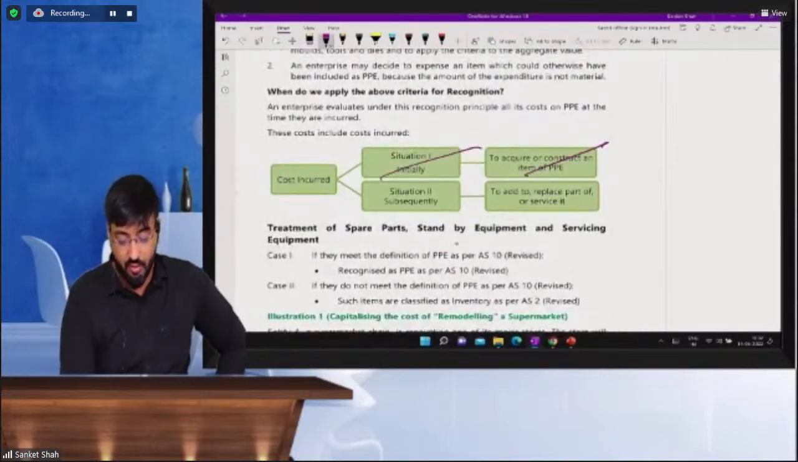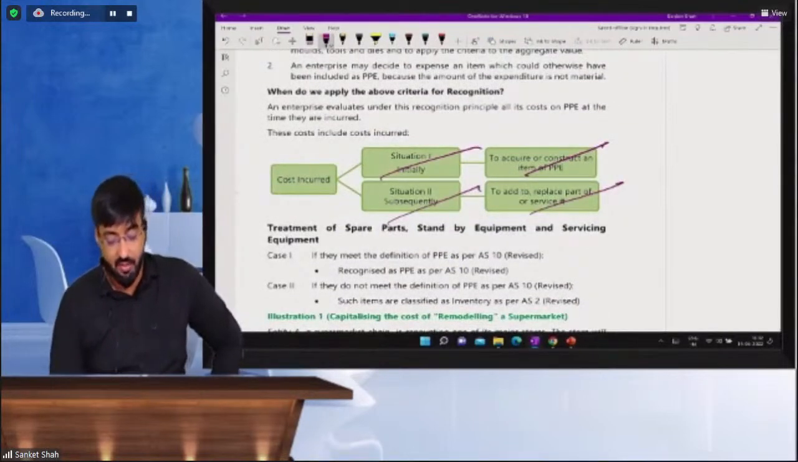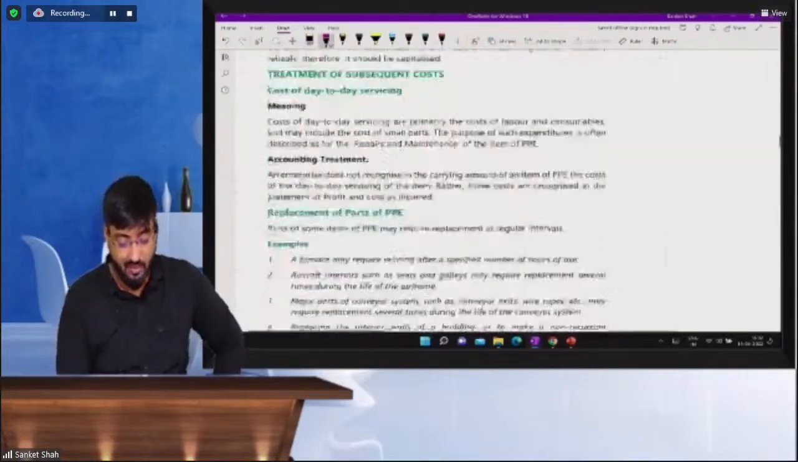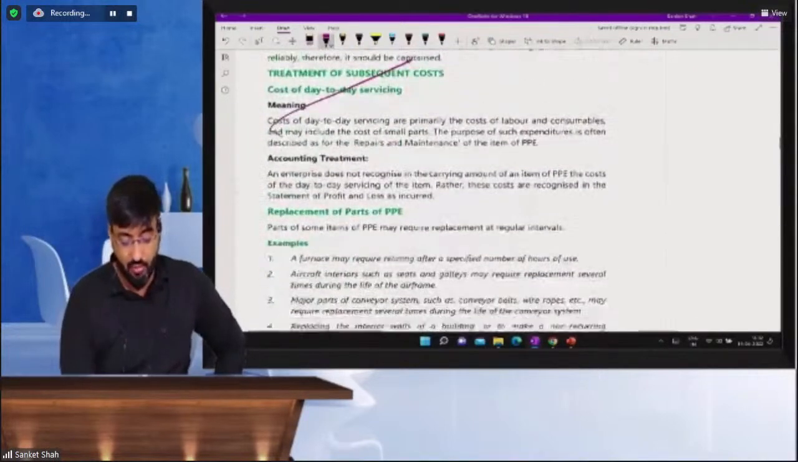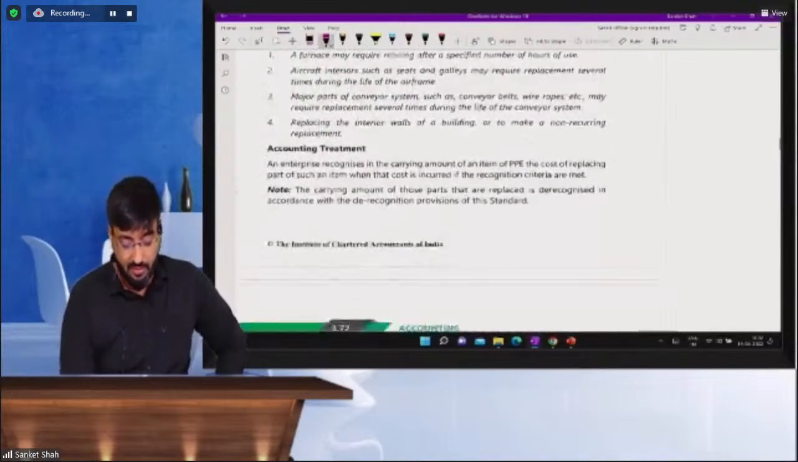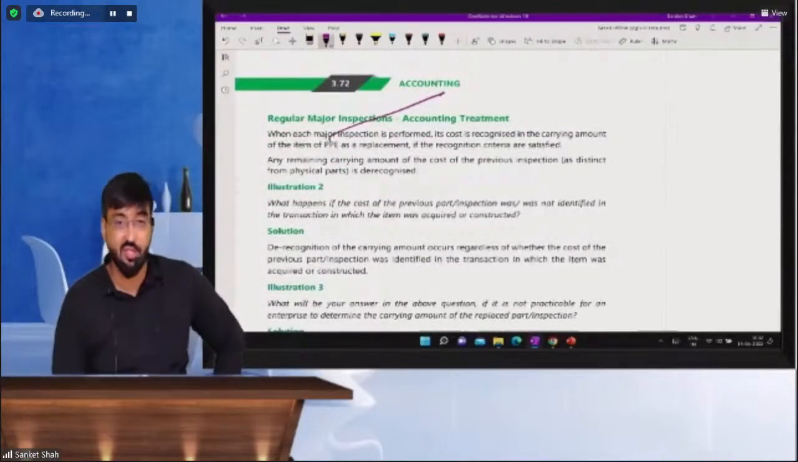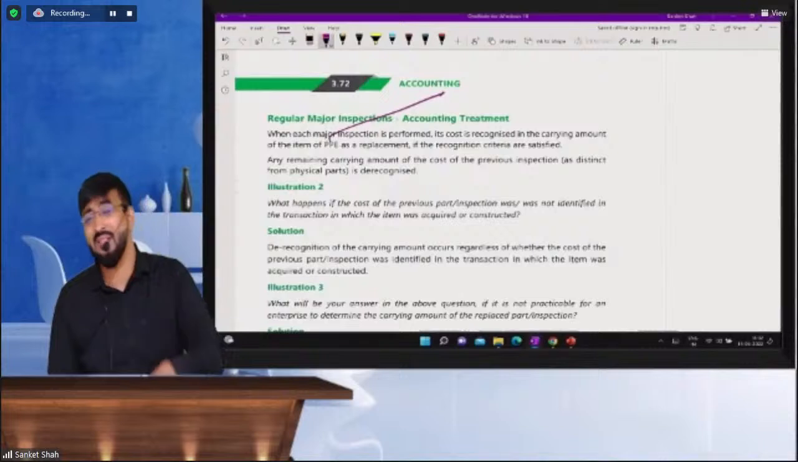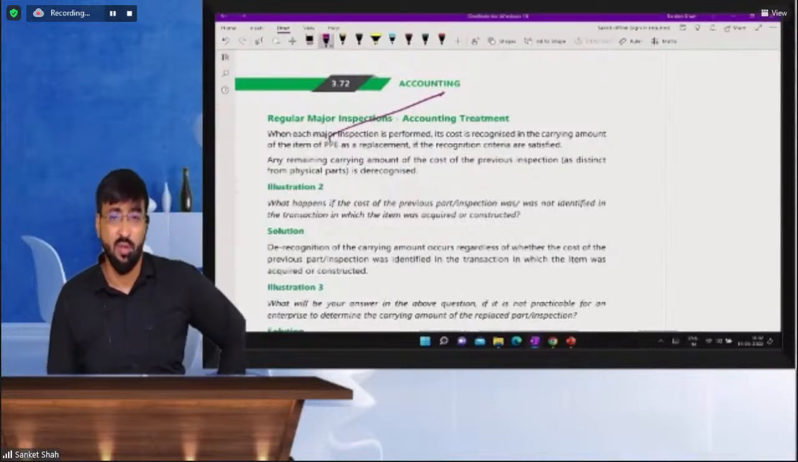Initially, we record it at cost. Subsequently means either to add it or replace it or servicing it. We have solved that cost of day-to-day servicing. Replacement part is the second part, and regular major inspection. I have taken it very nicely, each and every concept.